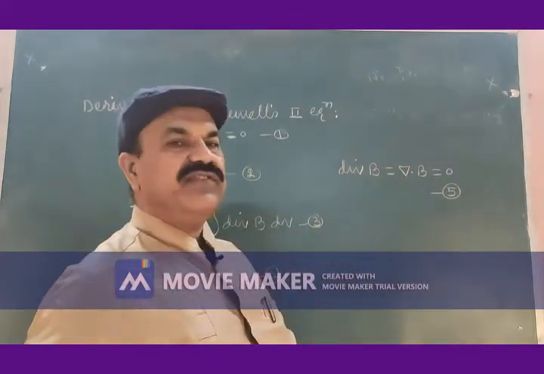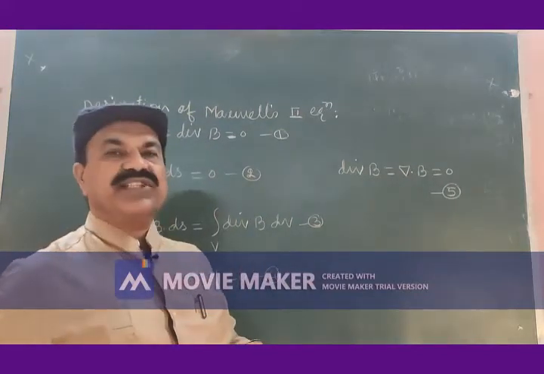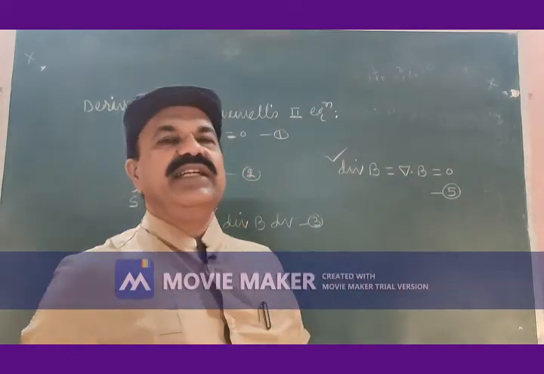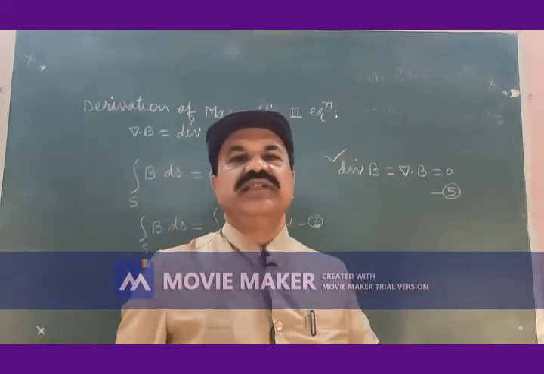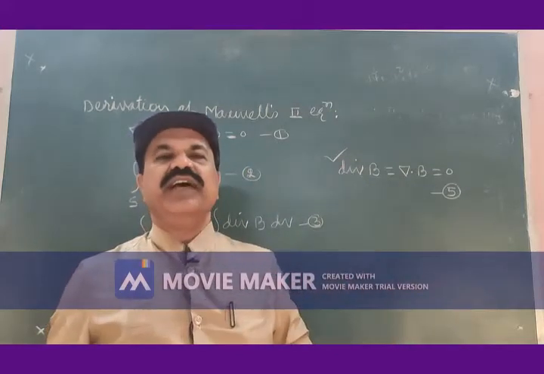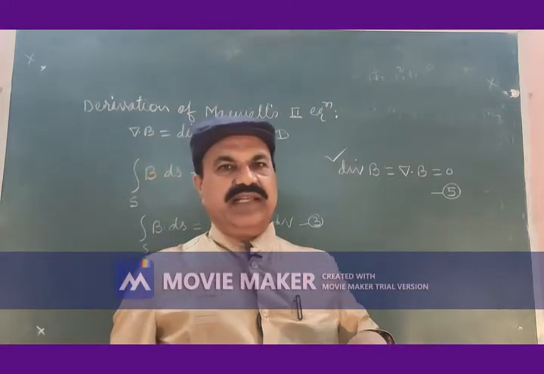Compare equations 1 and 5, you will find that 1 and 5 are the same, and this is nothing but the derivation of Maxwell's second equation. Equation 5 gives the derivation of Maxwell's second equation.